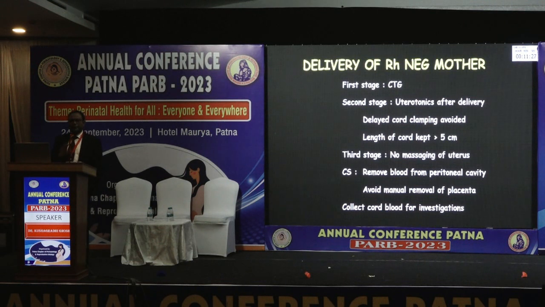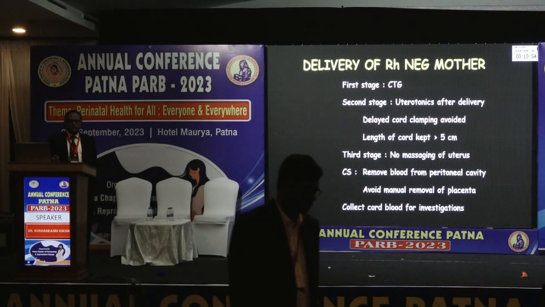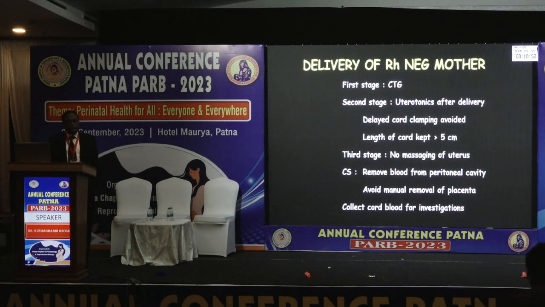So delayed cord clamping is avoided, because we want the uterus to contract as soon as possible. The length of the cord has to be kept at 5 centimeters, in case you need an exchange transfusion. In the third stage, no massaging of the uterus. And in cesarean section, we need to remove as much blood as possible, because there is a placenta. If we cut, especially on separation of the placenta, there is always fetal blood, and that fetal blood, if it enters the abdominal cavity of the Rh negative mother, then even after we close the abdomen, that Rh positive blood keeps on getting absorbed into the maternal circulation, and that increases the fetal-maternal hemorrhage.